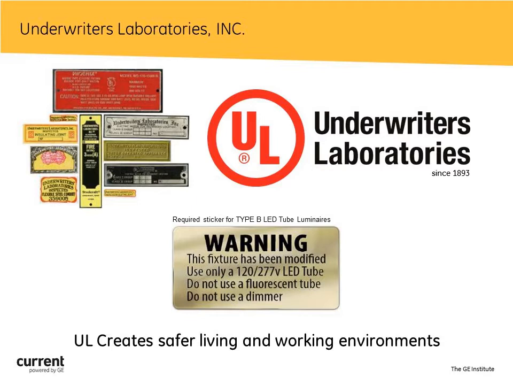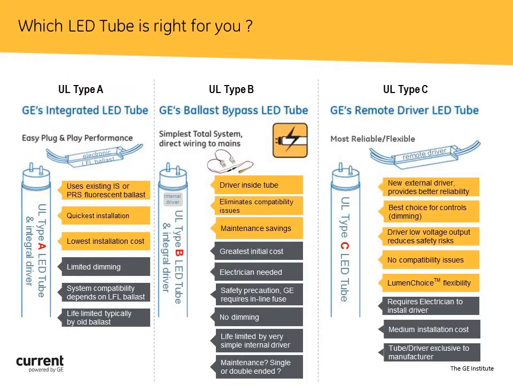Those tubes fall into three different categories. Each one has pros and cons, and as we go through this presentation, hopefully you'll gain a better understanding as to which one of these LED tube types is right for you. This slide notes the three types of LED tubes that are sold in North America: UL Type A, UL Type B, and UL Type C.